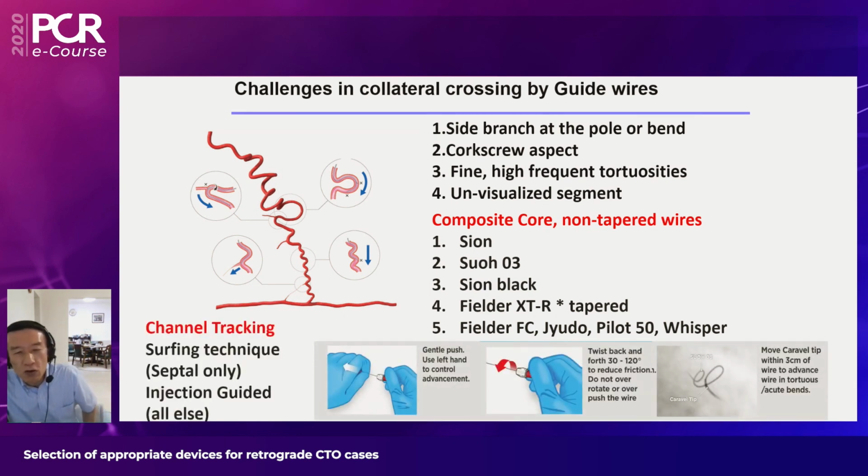The way to cross the collateral channel by tracking will be surfing, as Paul mentioned, but this is only for septals. Otherwise, injection-guided is probably the most reproducible way for every learner of CTO PCI. How to handle the guide wire if we prefer to use a torquer device: probably not big rotation. And keep in mind that the guide wire itself is a very weak support. So it is better to advance a microcatheter close to the tip of the guide wire inside the collateral.